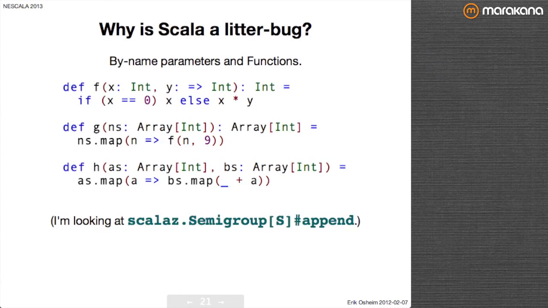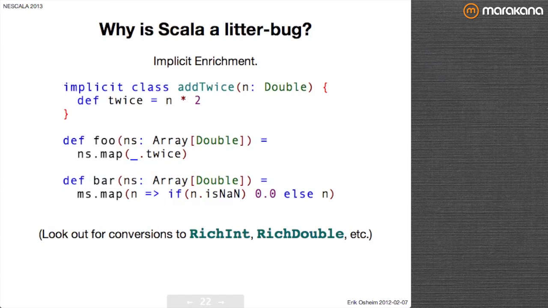And then the last one, which is less of a big deal now, but using implicits to add methods to stuff. If you're not careful and you do that in a tight loop, again, you're going to be instantiating 1,000,000 of these implicit objects.